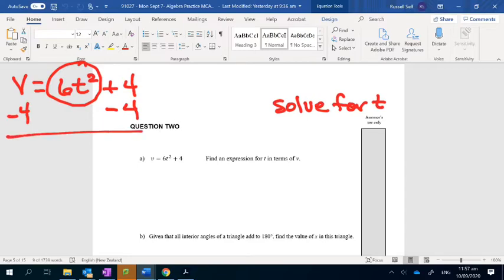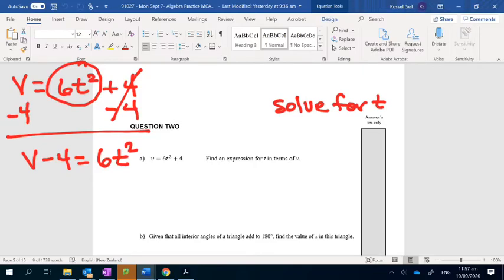Take away. Yeah. Now, can I subtract a 4 from a v? No, you just need it. So I just get v minus what? 4. Over here, they subtract away. And what does that leave me on that side? 6t squared. Okay. Is my t by itself? No. There's a number with it that I need to get rid of.